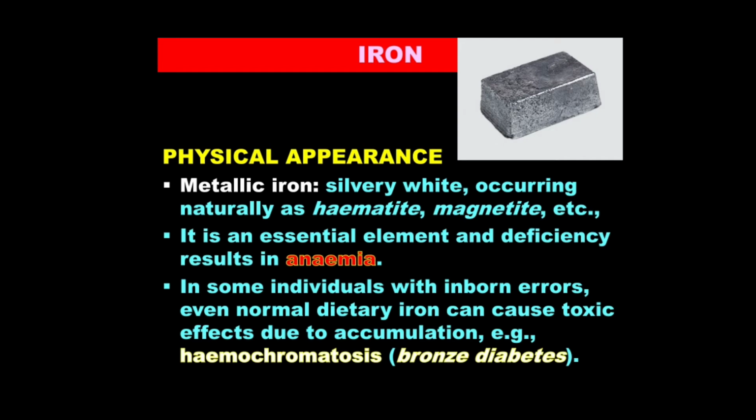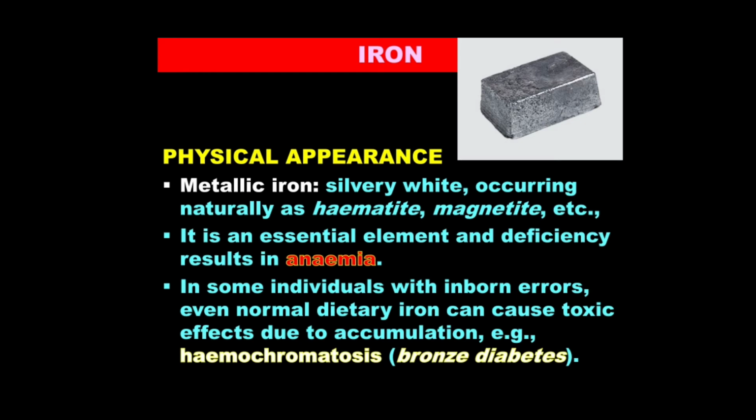Naturally, it occurs as what is referred to as hematite or magnetite, and like copper, iron is also an essential element, and deficiency results in the characteristic hypochromic microcytic anemia. Commonest cause of anemia, in fact, in India is iron deficiency. We all know that. The other end of the spectrum, you have hemochromatosis, which is to do with an inborn error, a genetic defect. Even normal dietary iron can cause toxic effects due to accumulation, something like copper accumulation resulting in Wilson's disease.